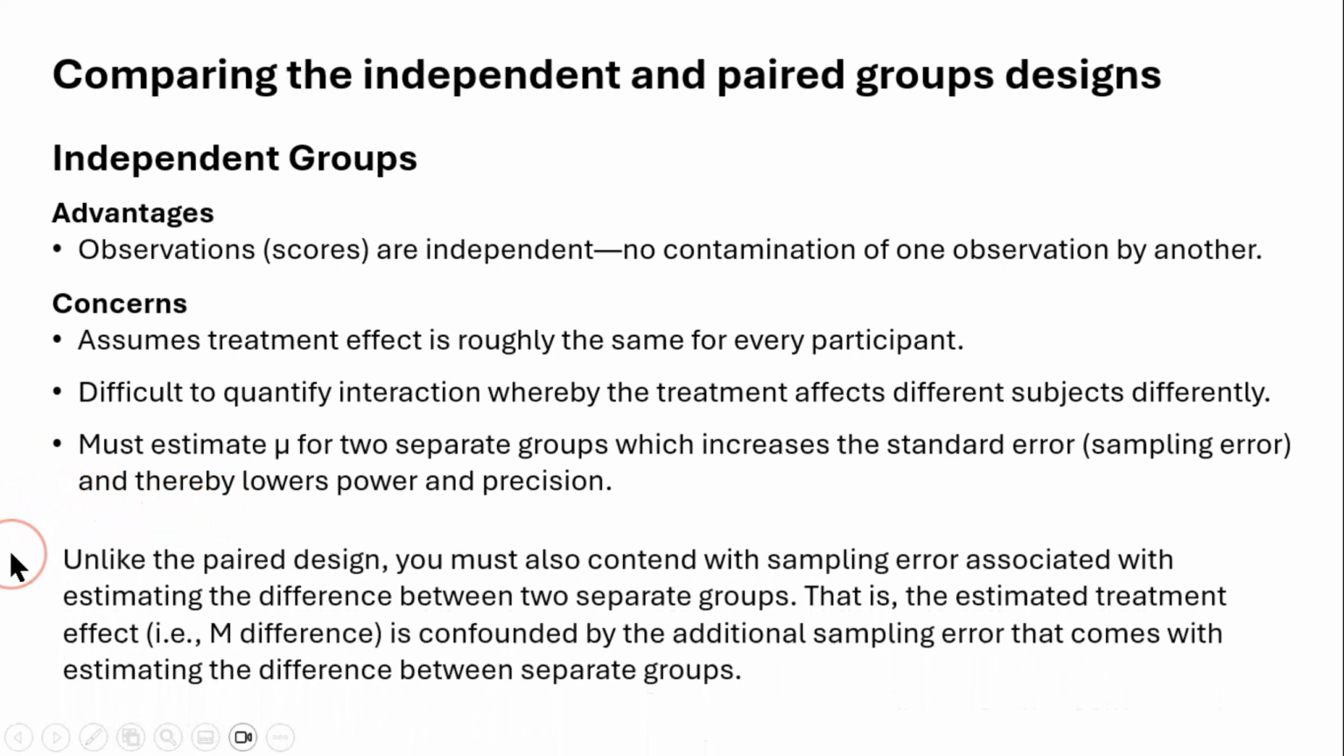Also, unlike the paired design, you must contend with the sampling error that's related to estimating the difference between two separate groups. That is, the estimated treatment effect, the mean difference, is confounded by the additional sampling error that comes with estimating the difference between those separate groups. So there's more error in the independent design. That's one thing to keep in mind.